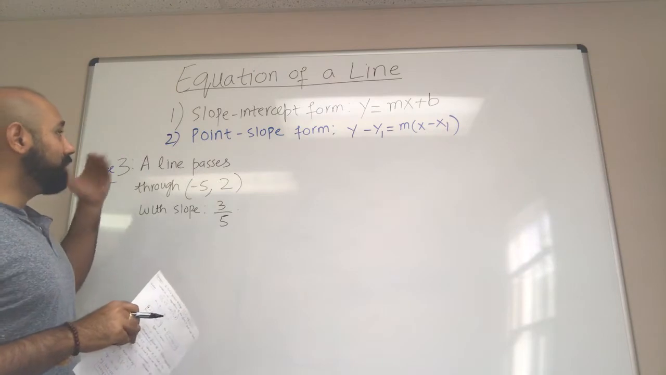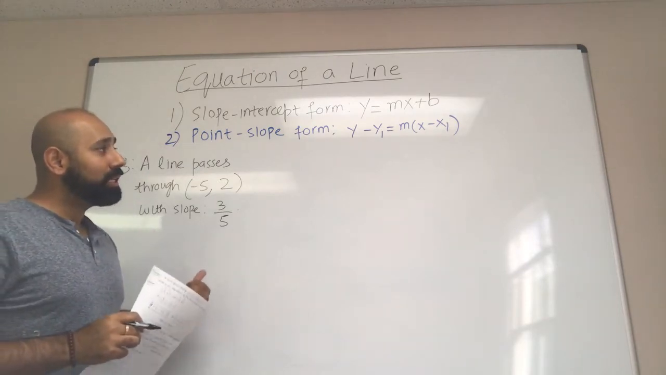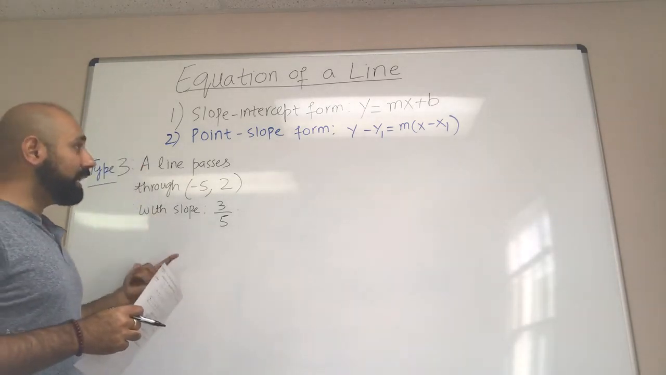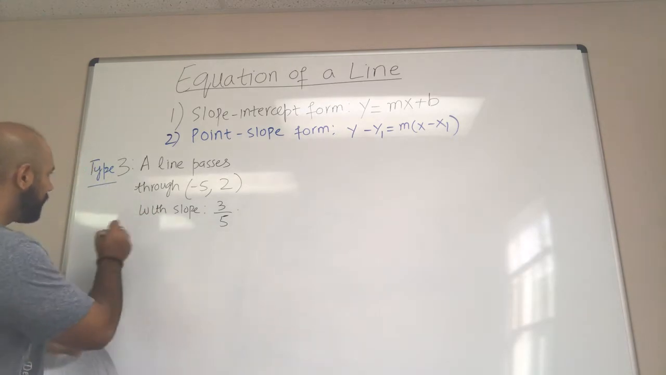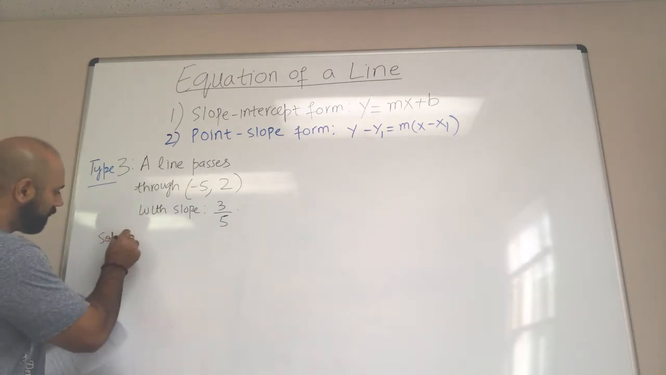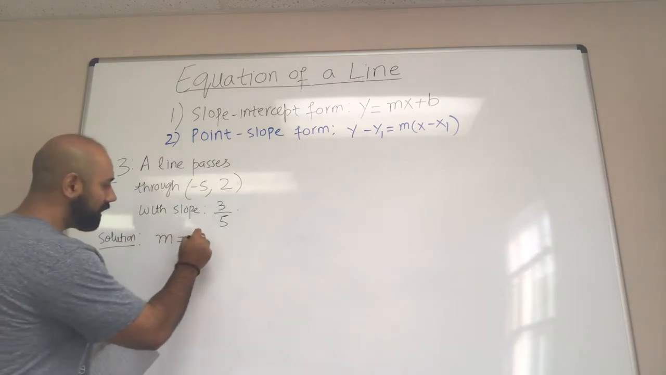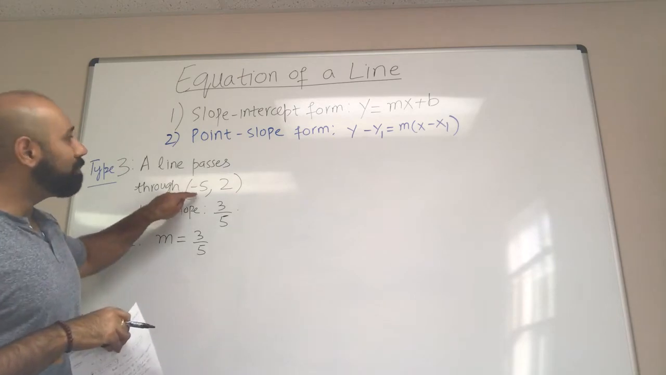Again, you can start with number 1 or number 2, but let us ask ourselves which one would be an easier or quicker way of actually writing the equation of a line. In this given information, we have the slope. So let us look at the solution here. What is given? We have the slope m, which is 3/5. And then the other thing that we know is the point.